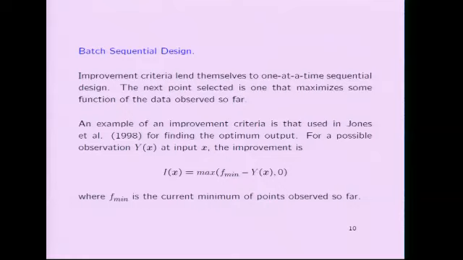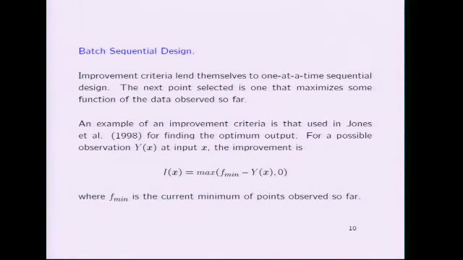Improvement criteria lend themselves to one at a time sequential design, so that the next point is the point that maximizes some function of the data observed so far. And Alex sort of talked about that in his talk. So we saw an example of that where he had one at a time sequential using an improvement criteria. And the example he talked about, and that I will refer to, is the one in Jones.